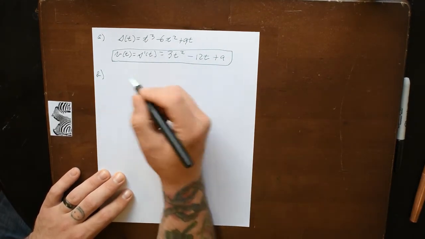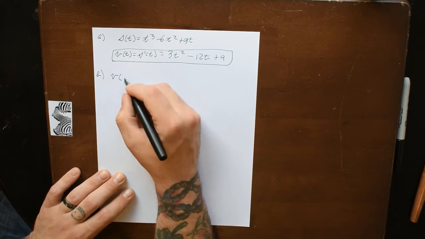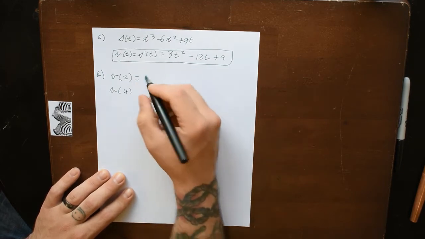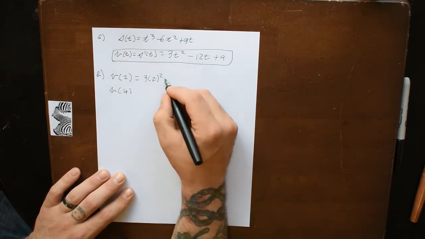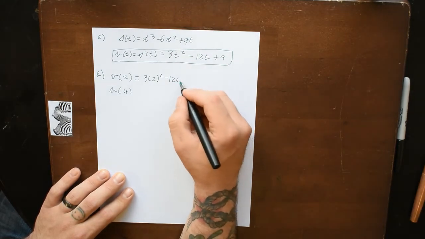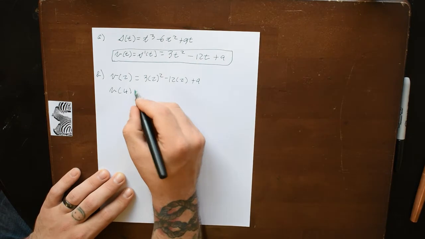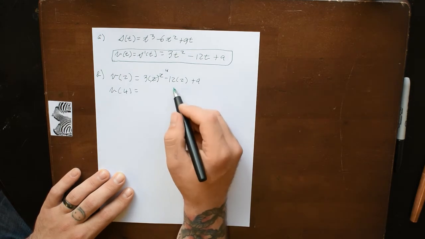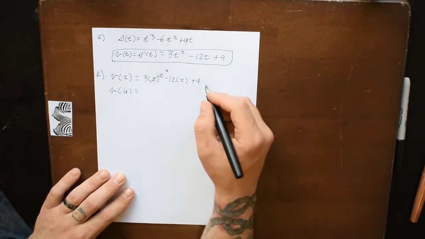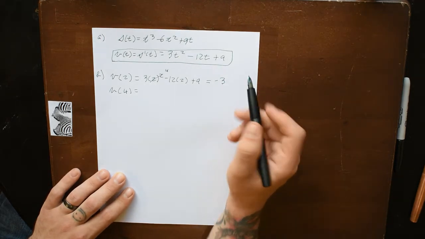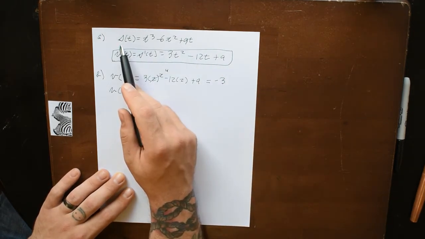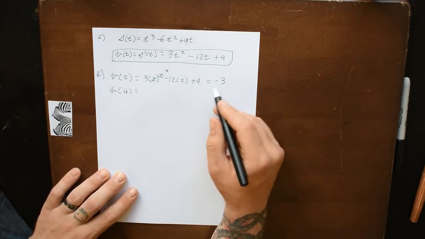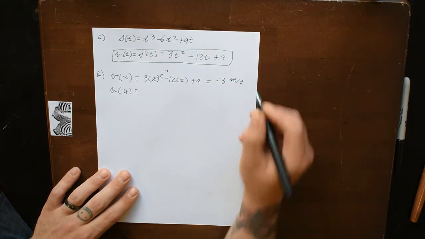B was figure out what the velocity of the particle is at 2 seconds and at 4 seconds. Well, at 2 seconds, we'd get 3 times 2 squared minus 12 times 2 plus 9. 2 squared is 4, 3 times 4 is 12, take away 24 is negative 12, plus 9 is equal to negative 3. And if displacement is measured in meters and t in seconds, then the unit on our velocity is meters per second.